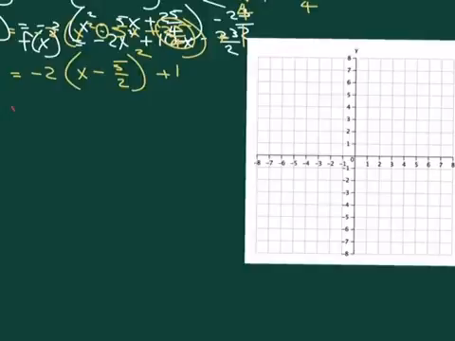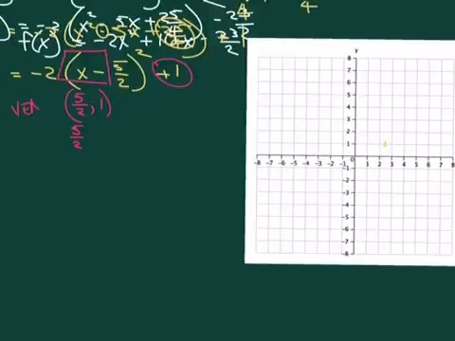Alright, so my vertex is 5/2, 1. Okay, it's positive because that does not include itself with it. So the vertex is 5/2, 1. Axis of symmetry is 5/2, and we have a maximum value. And that maximum value is 1. So let's go ahead and graph this.